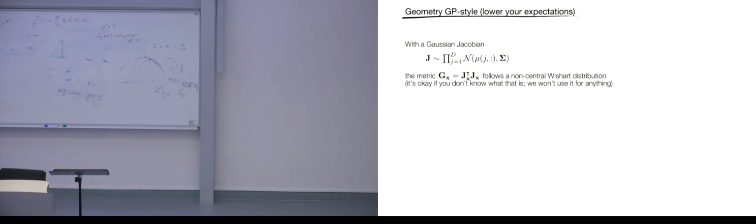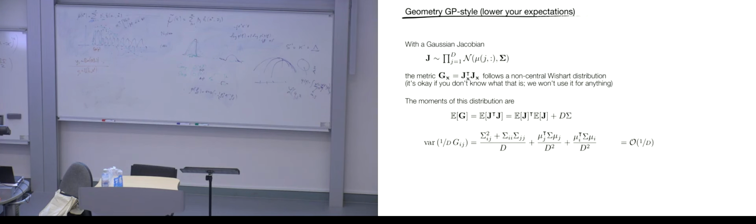So let's lower our expectations a little bit and see what we can do. The metric, Jacobian transpose Jacobian, follows a non-central Wishart distribution. If you haven't heard about that, fine, it doesn't matter, we're not going to use it for anything. But it's to say that it has a reasonably well-studied distribution. People often use this for modeling precision matrices. What's neat is that we know what the mean and the variance are. So we can ask what the metric actually behaves like in terms of its moments.